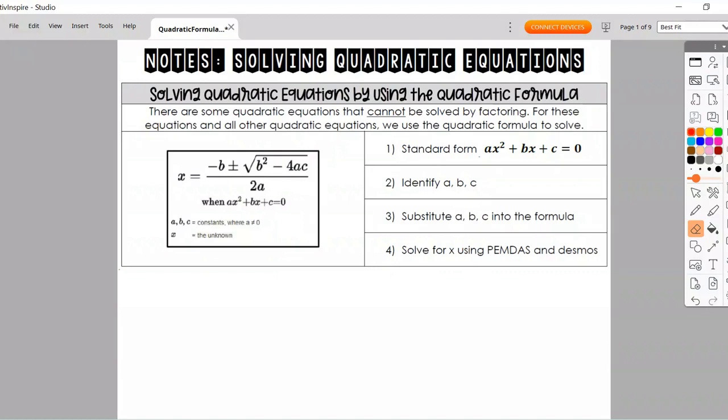So that's always our step number one, to get it in that standard form with ax squared first, then bx, then c, all must equal 0. That's going to be a key factor we keep moving forward today. From here, we're going to identify a, b, and c like we have done before with factoring, but then we will substitute into the formula. After that, we have to use some PEMDAS and Desmos to get x solved.